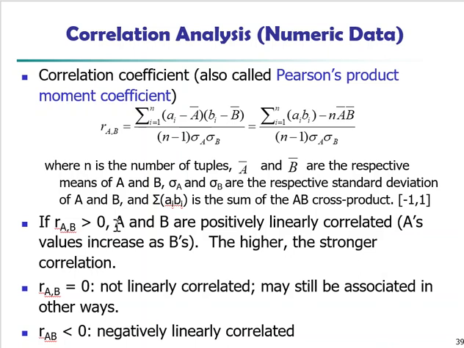So if between two numerical variables you found the correlation to be between 1 and 0, then A and B are positively linearly correlated. The higher, the stronger the correlation. If R is 0, then it's not linearly correlated. It may still be associated in some other ways. If R is less than 0, then those two variables are negatively linearly correlated. So when one value is increasing, the other value is decreasing.